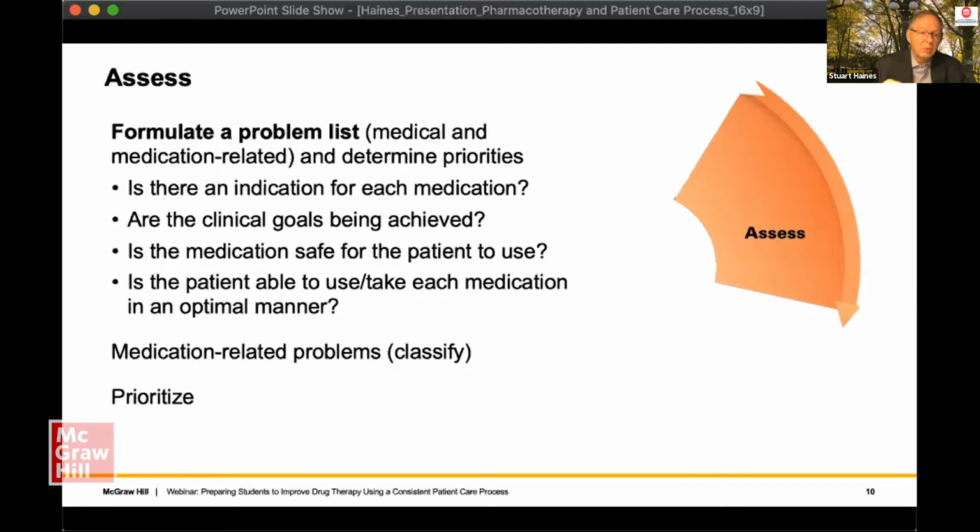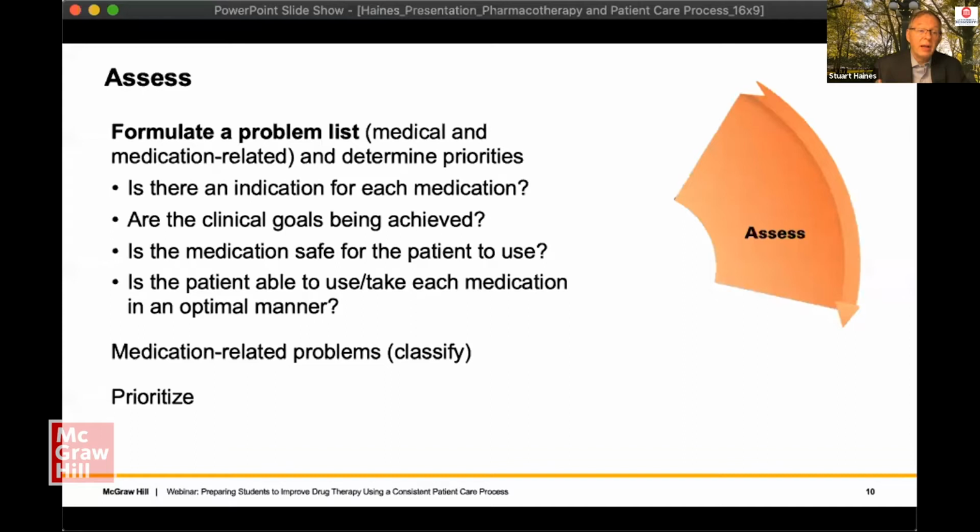So this is where the assessment process of looking at indications of therapy comes in: is each treatment indicated? What are the clinical goals that we should be achieving with each of those medications? Is it safe for the patient to be using that medication, or are there any adverse effects that are already apparent from the patient's use of it? So if we haven't started the medication yet, certainly we want to examine whether it is safe or the patient's an appropriate candidate. But if the patient's already taking the medication, are there any safety issues that are emerging, or are they experiencing any adverse effects?